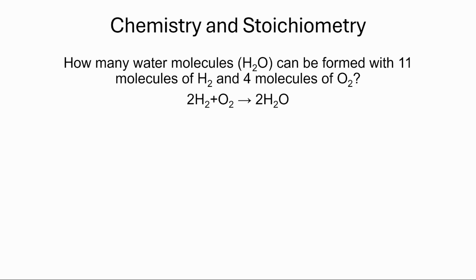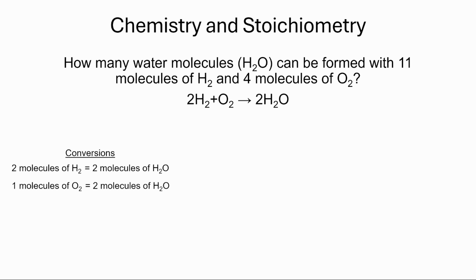And with it, we can get specific conversion factors like we did before for our reactant and our product that we're going to be looking at. Where 2 molecules of H2 can make a maximum of 2 molecules of H2O. And the same thing with 1 molecule of O2, we can make a maximum of 2 molecules of H2O. These are the conversion factors necessary that we read from our recipe or chemical reaction.